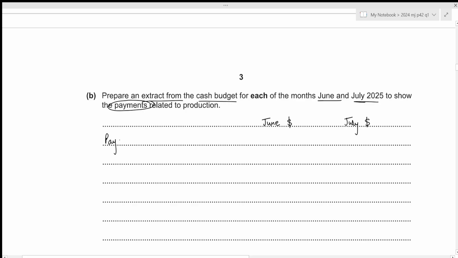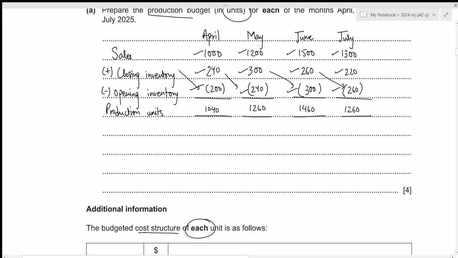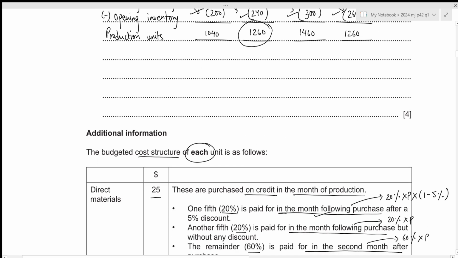Payment in the month following purchase. So it means that in the month of June, we'll be paying for previous month's purchase of the direct materials. So we have to take a look at the production units in the month before June. Before June was May, and within May we have to produce 1260 units. For 1260 units, we need to pay 25 per unit, so 1260 times 25 will have to be paid. And this is only the direct materials required in the month of May.